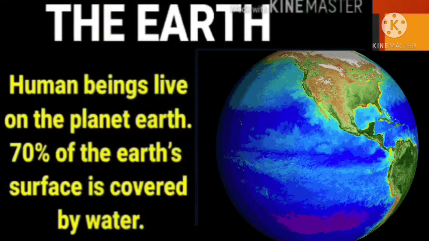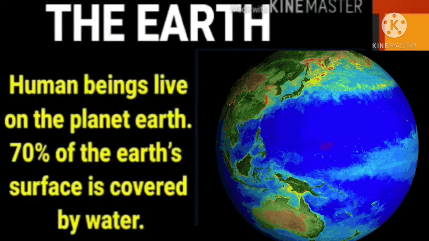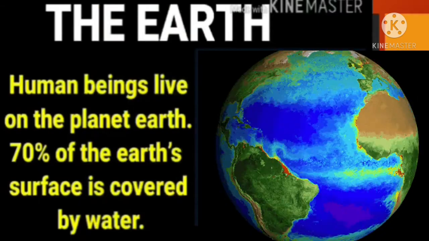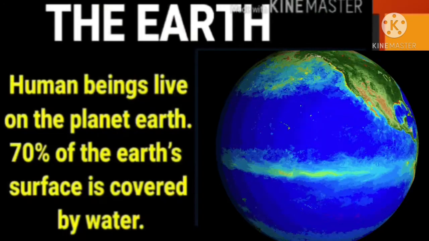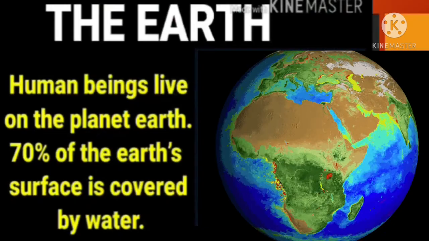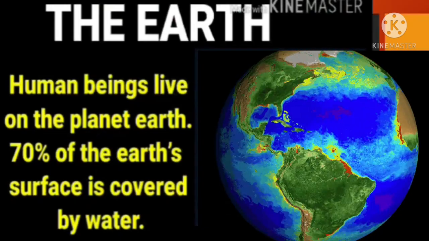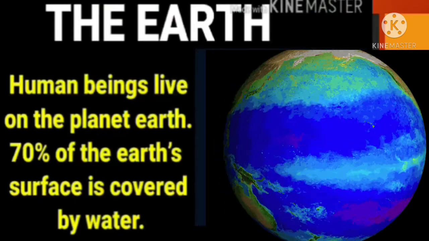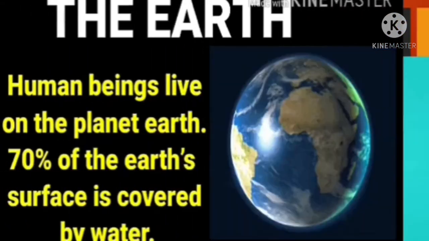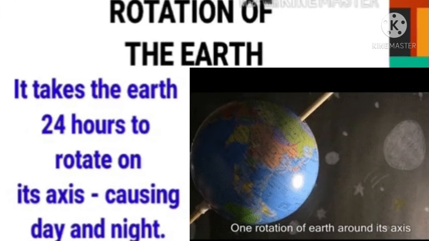Now let's look at the Earth. Human beings live on the planet Earth. We all live on the planet Earth. It is only Earth as a planet that permits human beings to live because it has everything that can make humans live. 70% of the Earth's surface is covered by water. So the Earth is also known as the water planet. Now let's look at the rotation of the Earth.